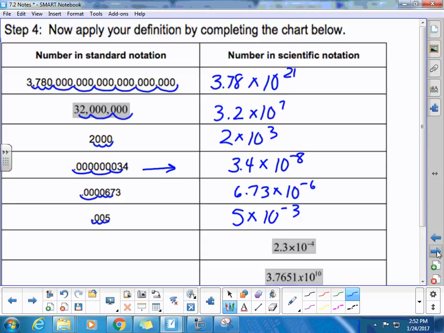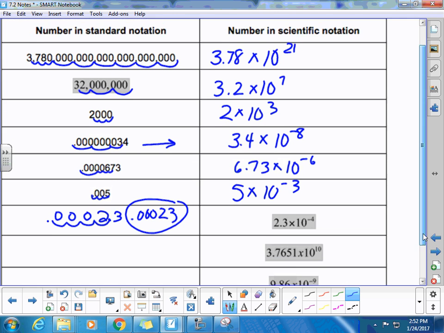This one, we are doing the opposite. So we're going to write the number out. So it has a negative exponent. So I know I'm going to have a number less than 1. Here's moving it 1, 2, 3, 4. So 0, 0, 0 is my answer. 0.00023.